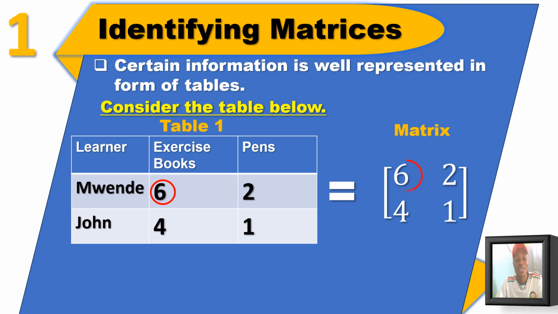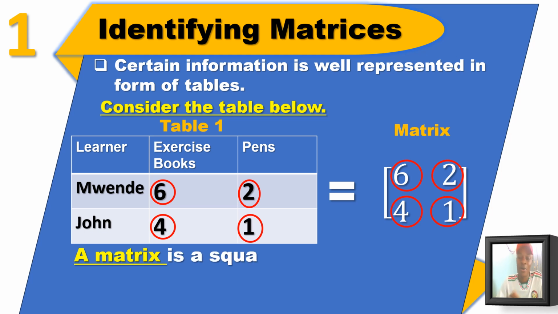Good. So that 6 is represented in the matrix at that particular position, and then the 4 exercise books for John will be placed in the same column, below the 6. Then we have the pens for Mwende. They will be placed in the second column but the first row. You see, the table design remains, but in the matrix we don't use the names, we just use the values. There we go, we have 2 and 1 in those positions.